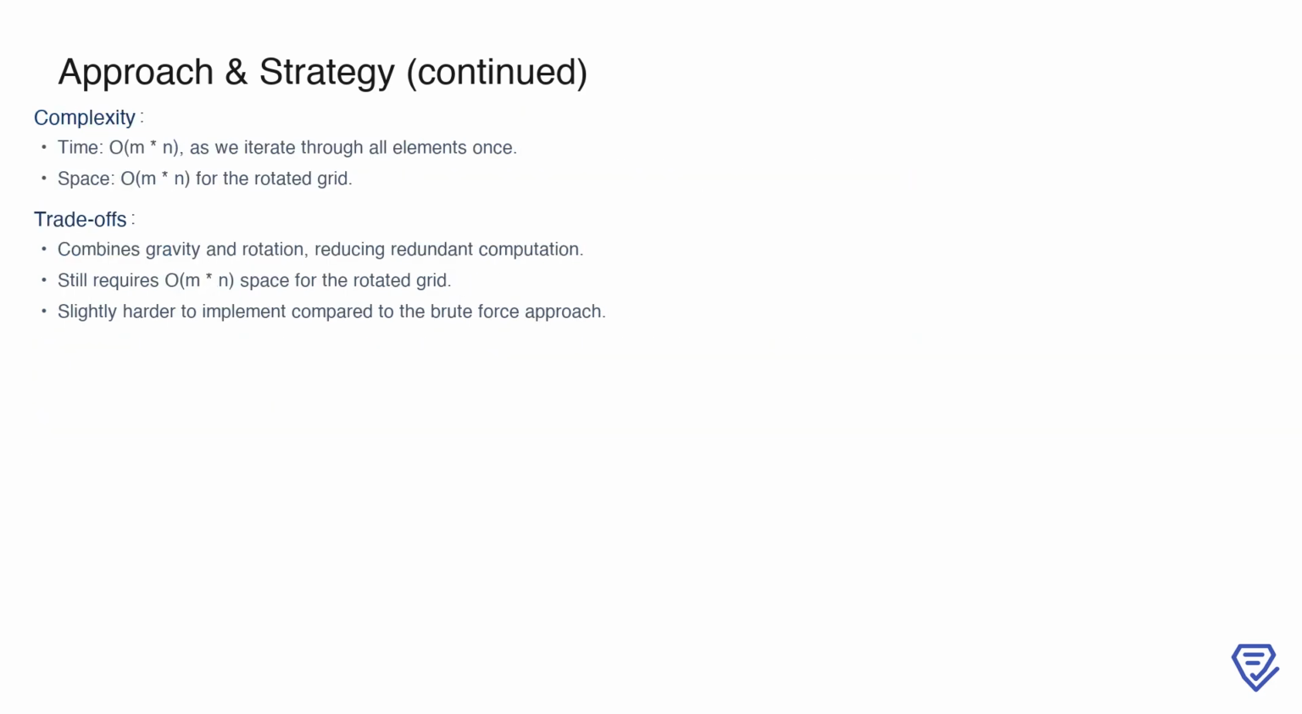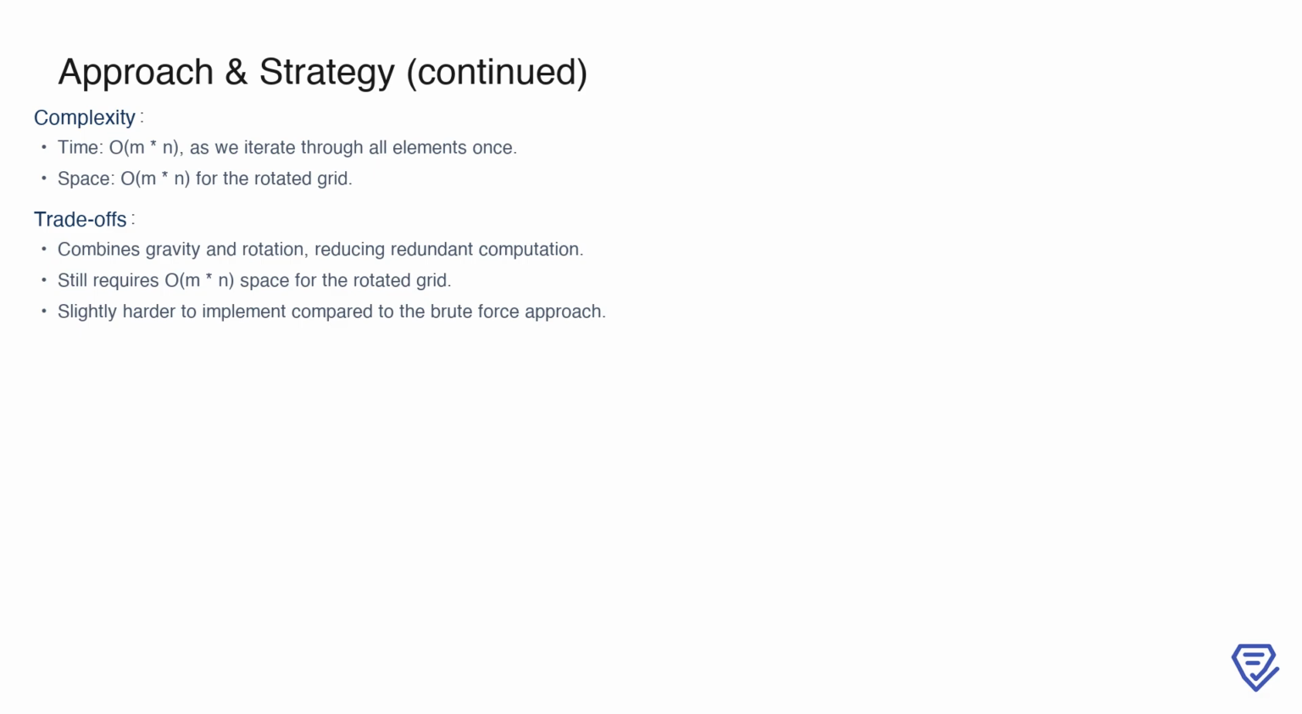In terms of complexity, the optimized approach achieves a time complexity of O(m*n), as we still iterate through all grid elements once, and a space complexity of O(m*n) for the rotated grid. However, the efficiency comes from combining the gravity and rotation steps, which eliminates the need for an additional intermediate grid. This approach is slightly more challenging to implement as it requires careful management of indices and destination positions during the iteration, but it avoids redundant computations and unnecessary memory allocations.